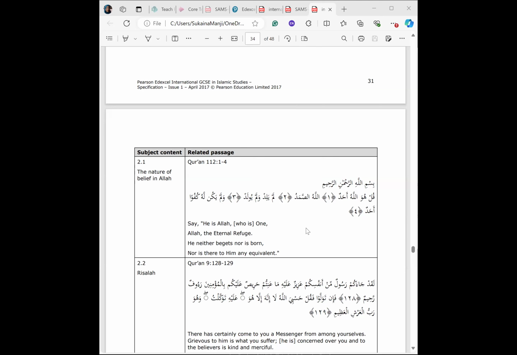Bismillahir Rahmanir Rahim. Qul huwallahu ahad, Allahu samad, lam yalid wa lam yulad wa lam yakul lahu kufuwan ahad.